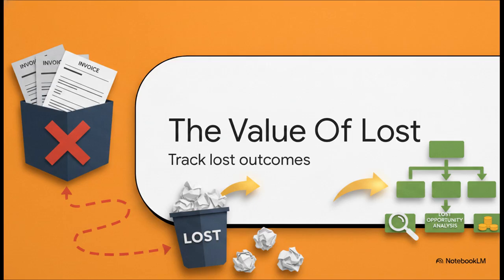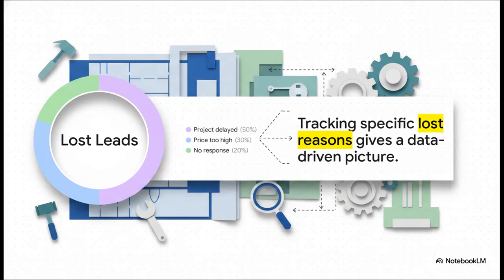Section 5. The value of lost. The loss stage is so often ignored or just kind of vaguely implied by trade business owners. But it shouldn't just be buried in your notebook. It must be treated as an actual selectable outcome in your formal process. When you actively track it, you might find that 50% of your jobs were lost because the project was delayed, 30% because the price was too high, and 20% simply due to no response. Tracking specific lost reasons like this gives you an incredibly accurate, data-driven picture of your business's overall health over time. You stop guessing and you start knowing.